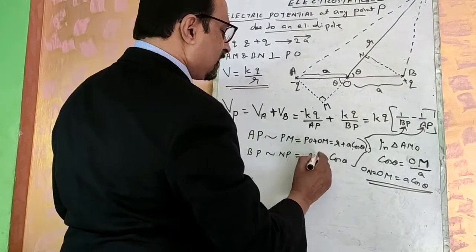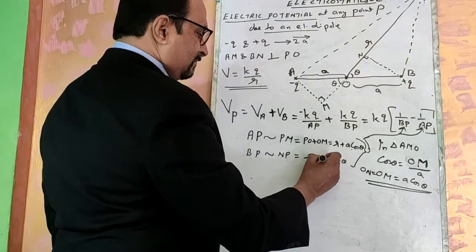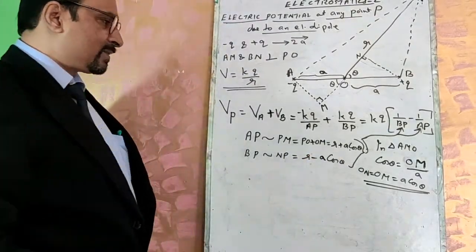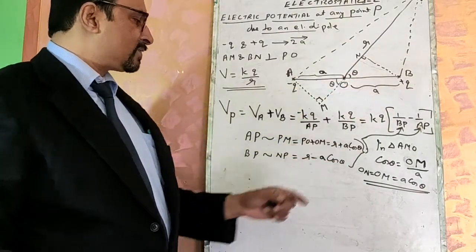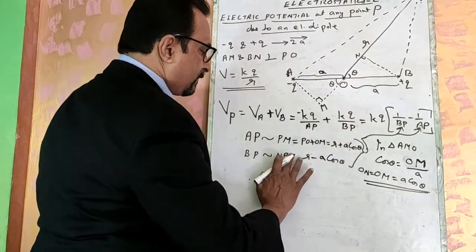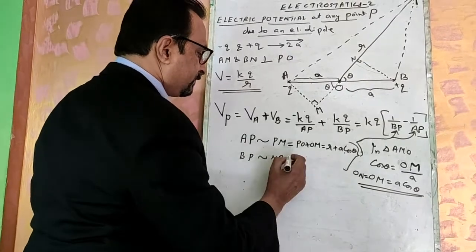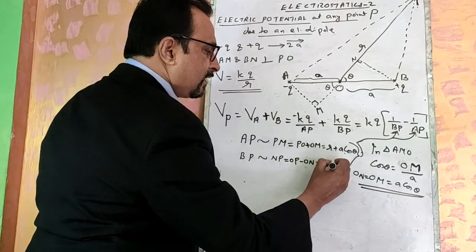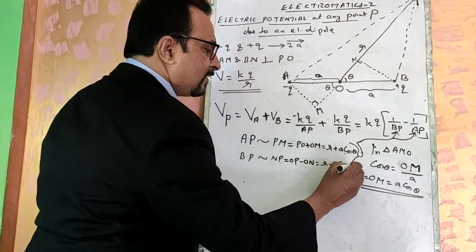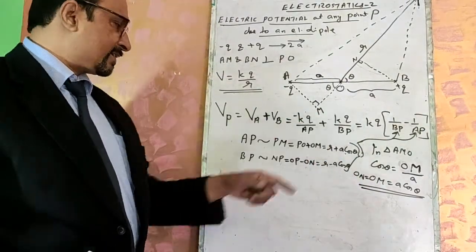NP is R minus A cos theta. It's not R plus A cos theta, it is R minus A cos theta because NP is OP minus ON. So it will be R minus A cos theta. You substitute both these terms in this expression.